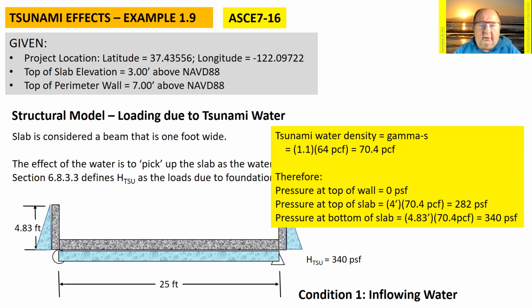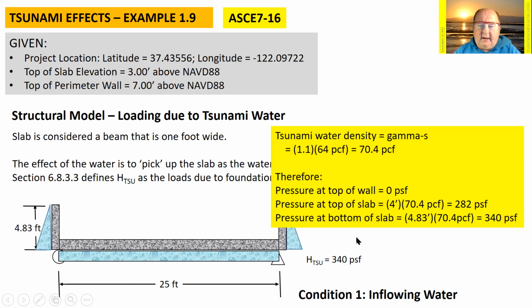So the density of the water during the tsunami is actually higher than it will be when that debris settles out. The code tells me I should expect a density of water of 70.4 pounds per cubic foot. When this wave gets to the very top of that wall, the pressure at the top will be 0. The pressure at the top of the slab would be 4 feet by 70.4.